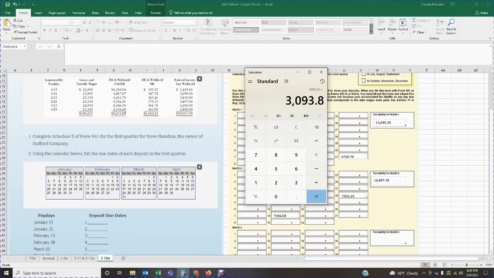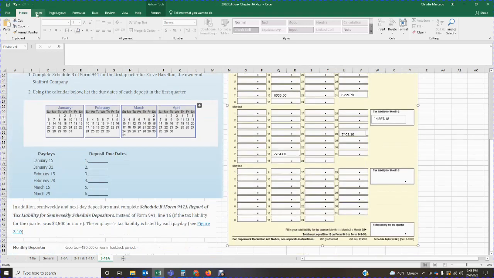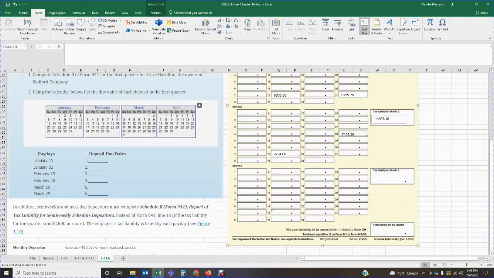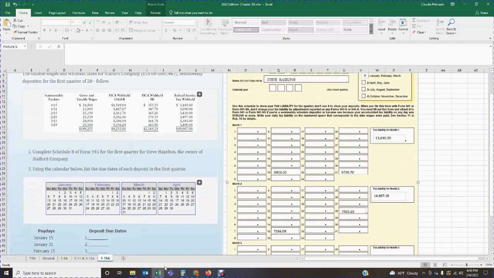Now we're going to do HI. 361.78 for the employee. 361.78 for the employer. And then we have federal income tax of $33.85. That gives me 7,202.36. That number is going to go on March the 15th. Okay, so we're going to go ahead and look for March the 15th. And we're going to enter that number, 7202.36. Okay. Then last but not least, we've got March the 29th.